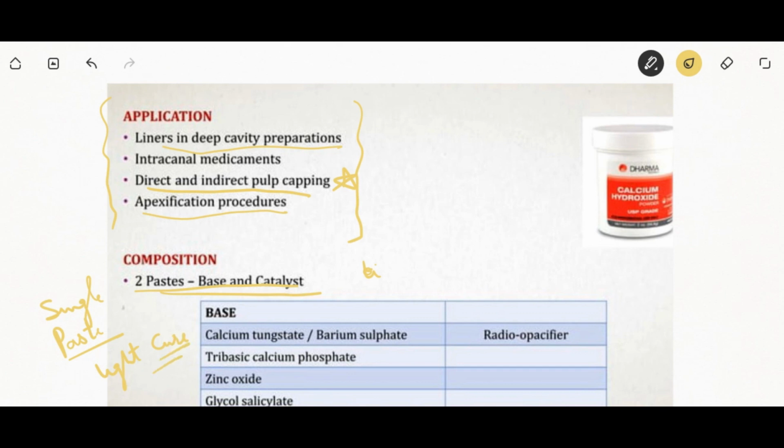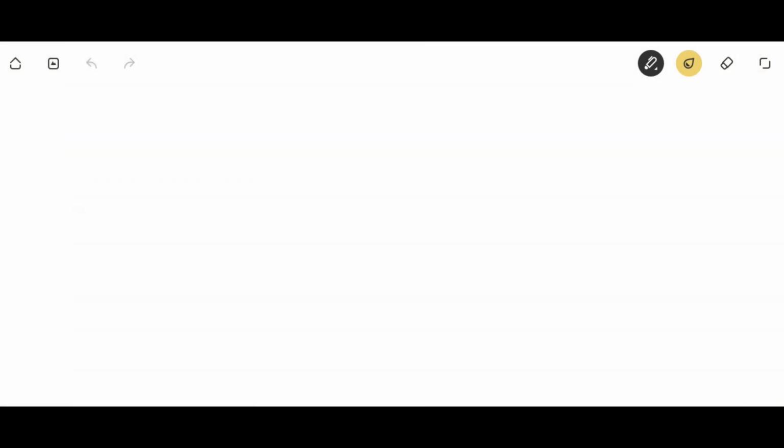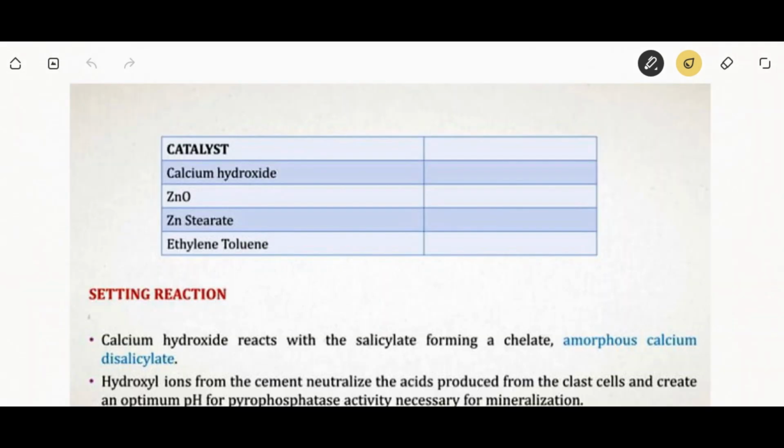So composition: it has a base, two pastes are available, base and catalyst. In the base, there is calcium tungstate or barium sulfate that act as radiopacifier. Other components are tribasic calcium phosphate, zinc oxide, and glycol salicylate. The catalyst contains calcium hydroxide, zinc oxide, zinc stearate.